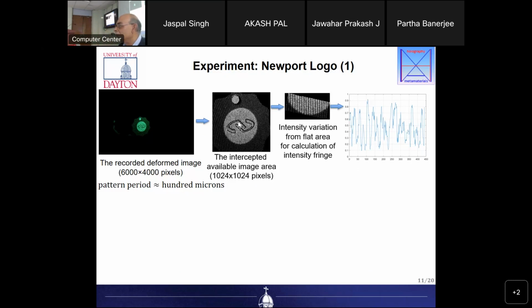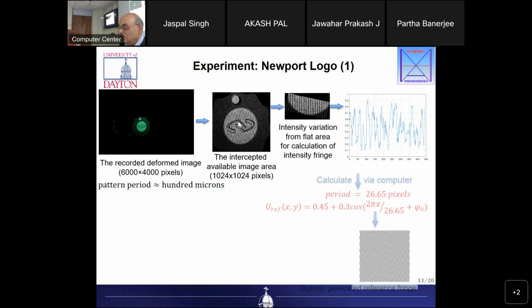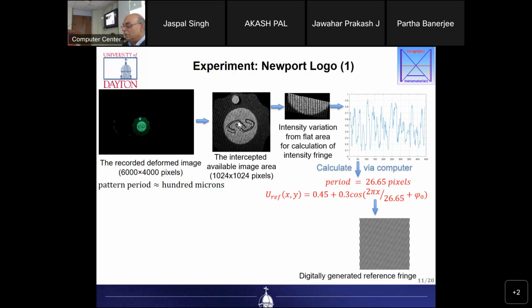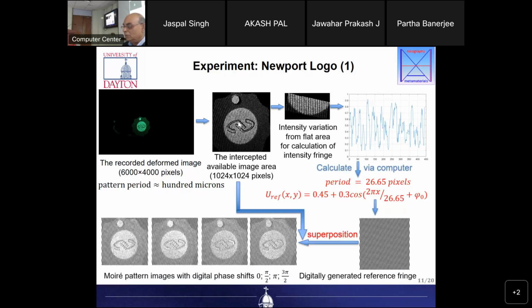This is really the first demonstration of how you can use these moire patterns. So all of that was done. Then, once again, the period of the fringes was found and the phase was found, and 4 successive phase shifts were applied. And then the moire patterns were found, and from there we found the phase.